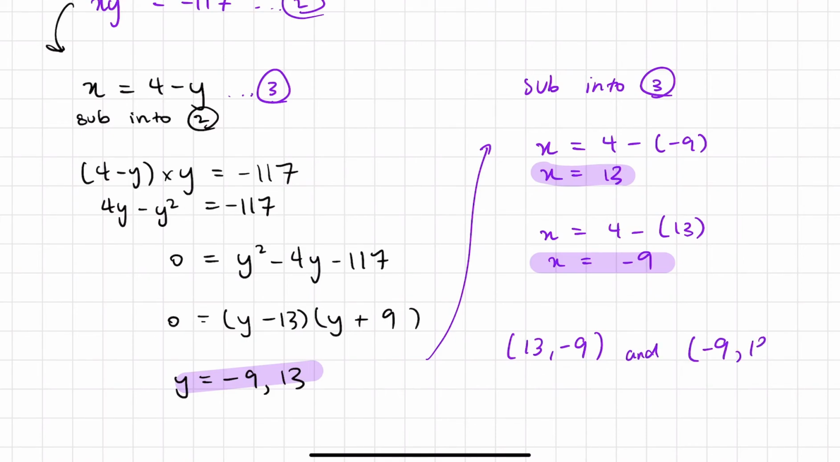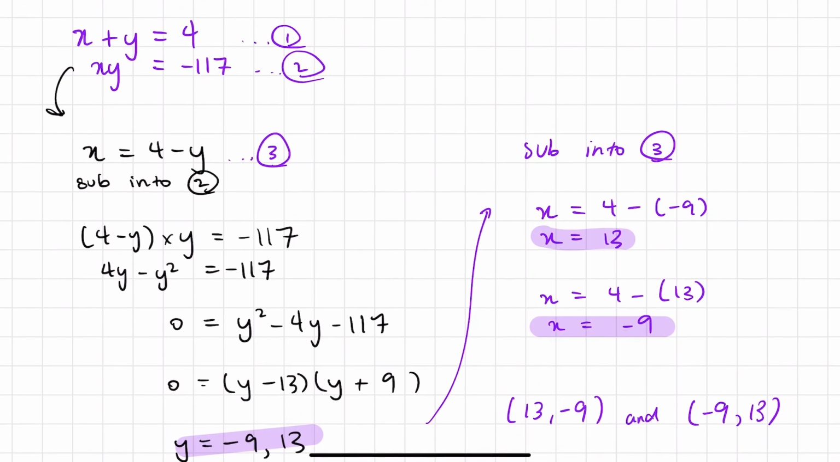So 13, negative 9, and negative 9, 13. I write the x coordinates first, and make sure you write the x coordinates with the corresponding y that you sub in. Make sure you don't mix them up. So this one is the answer, and that's how you use substitution.